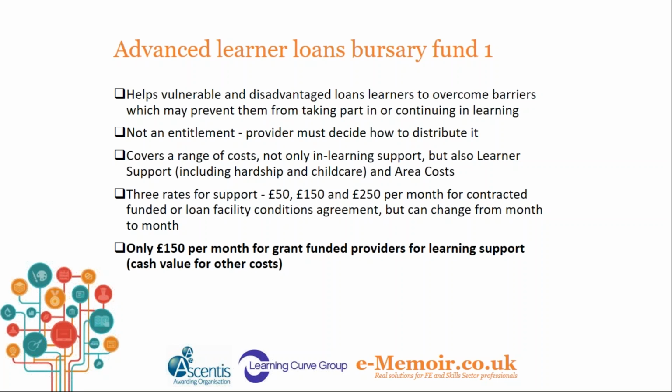Now, if you're a grant provider, and by the way, that's got to be done based on actual cost in arrears. Those of you who are grant funded, you will be able to claim £150 per month for any learner who's got learning support needs, once you've recognised those needs and assessed them. Anything else, such as childcare or hardship or additional cost of books, etc., or anything else that the person needs to be able to complete the programme, which is not covered by the cost of the actual loan, you will have to keep data in terms of the cash value.